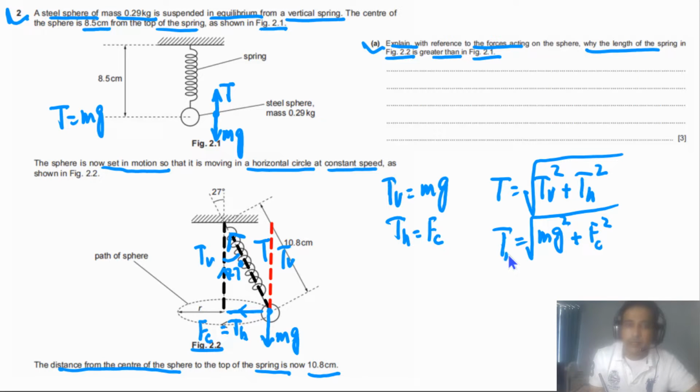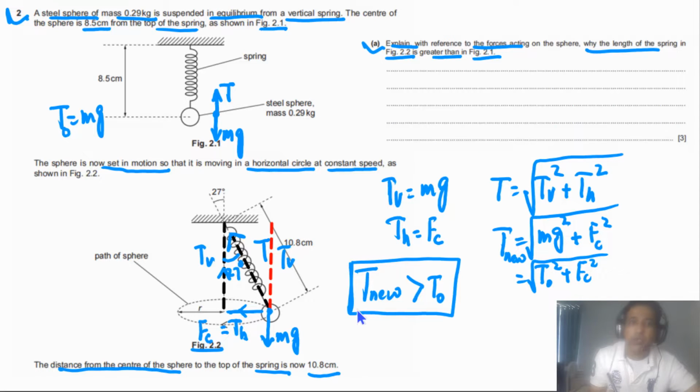I can say this one is T new, and this one is T naught. T naught is equal to mg, so we can write here T new equals the square root of T naught squared plus FC squared. I hope now it is very clear to you that T new is greater than T naught, because the extra force provided by the spring is the centripetal force. So the spring in this case is also providing the centripetal force, meaning the horizontal component of tension in the spring is providing the centripetal force. That's the reason T new is greater than T naught.